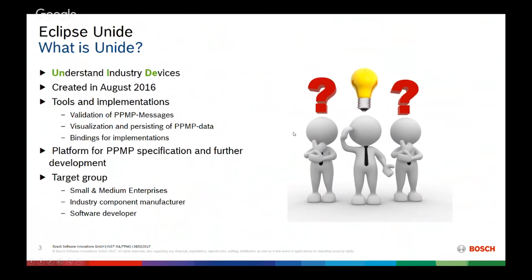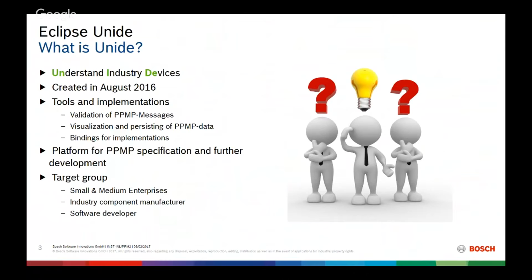So what is Unide and what does Unide stand for? Unide stands for Understand Industry Devices. So we want to have something like a common language of all devices, like sensors or machines or robot arm stations. And this common language should be spoken by each of these devices, so you don't have to translate it, transform it, or convert it to another language. And this is what we want to achieve.